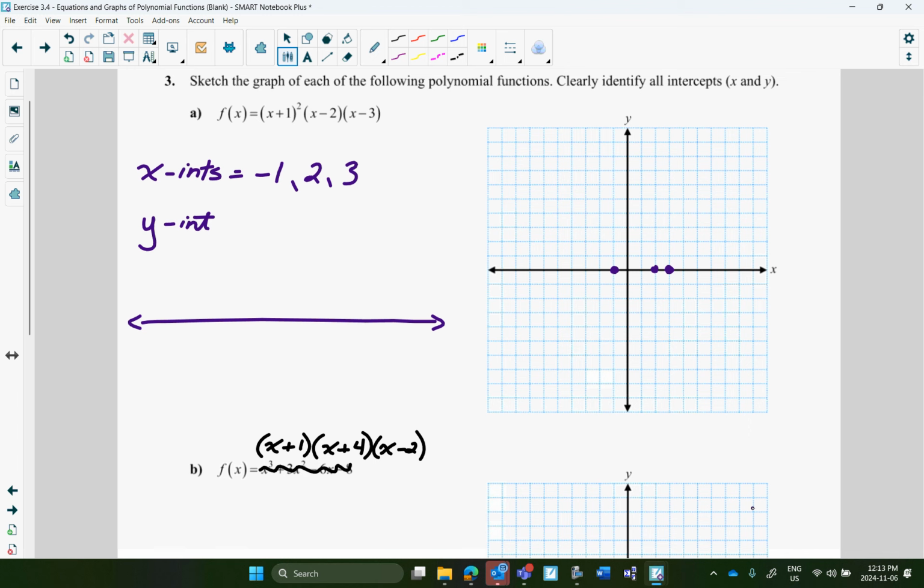Got to find the y-intercept. So that means I turn around and make x equal to 0. So I get 0 plus 1 squared times 0 minus 2 times 0 minus 3. I'll let you figure that one out. Give you a minute to figure that one out. And we can put, I got negative 1, 2, and 3.